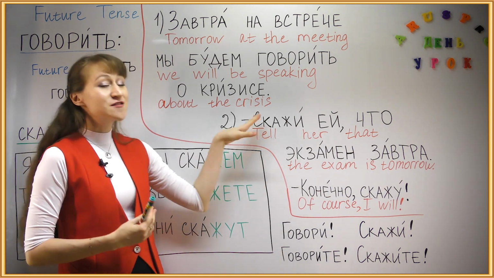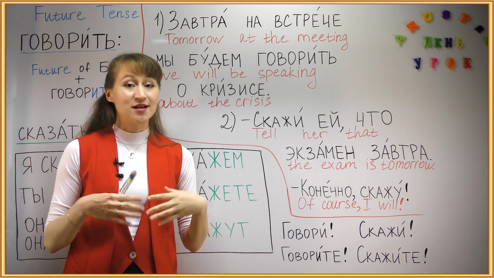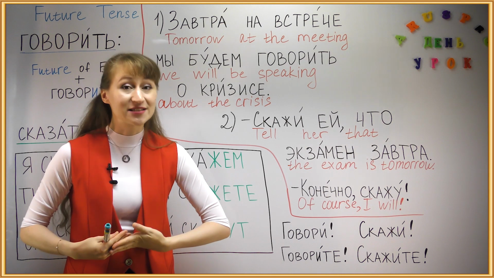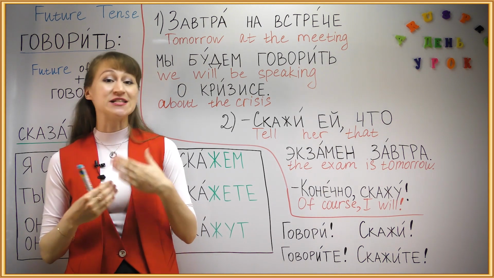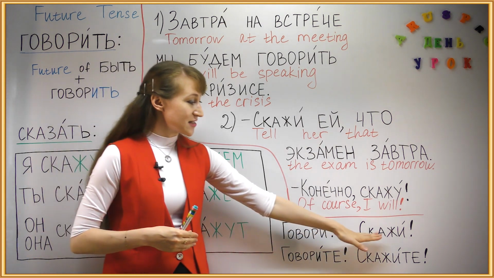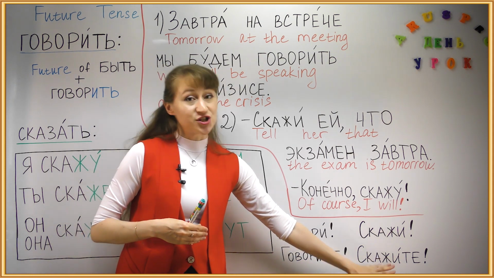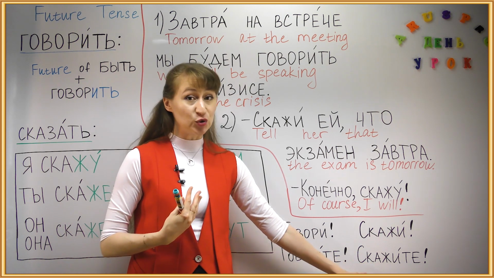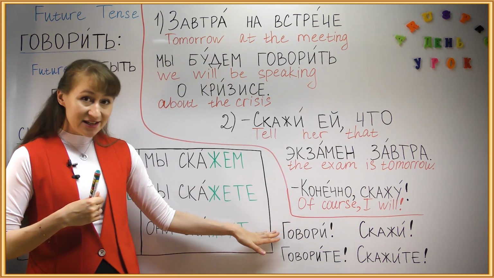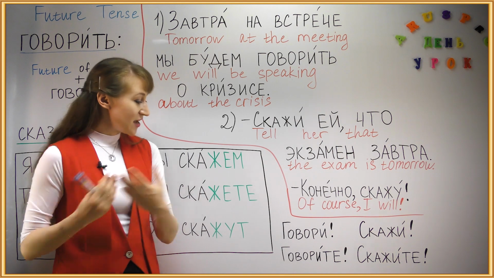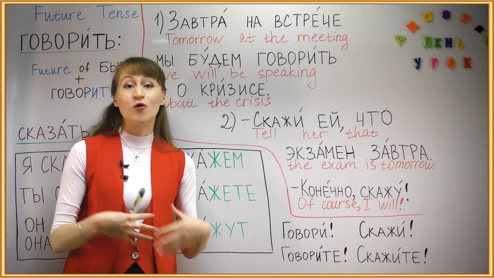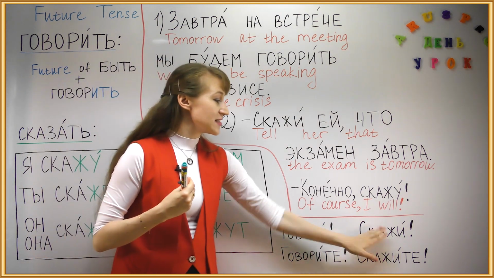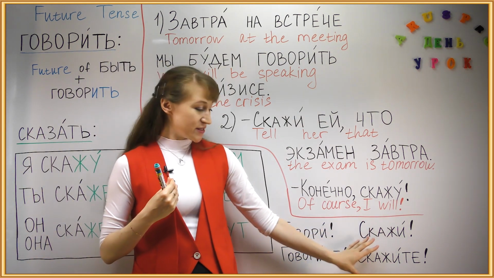And this form is informal. So this form is used for the pronoun ты if you are speaking to a person informally. Скажи and скажите for вы, for the formal you. Говори for the informal ты and говорите for the formal вы. Now, what's the difference in the imperative forms?